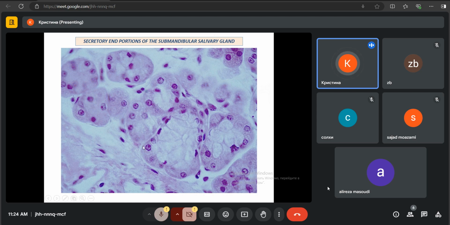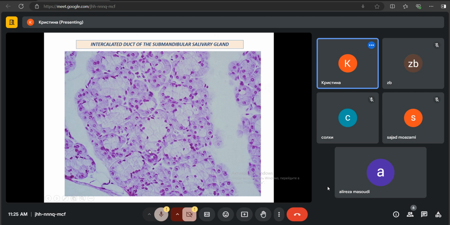And a second type of secretory portion is the mixed one. It is composed of mucocytes with transparent cytoplasm and flattened nucleus, and serocytes at the periphery. They form the semilunes of Giannuzzi. Here we have secretory portions, mixed and serous, and also a small intercalated duct, which looks like a group of cell nuclei. It is very, very small.